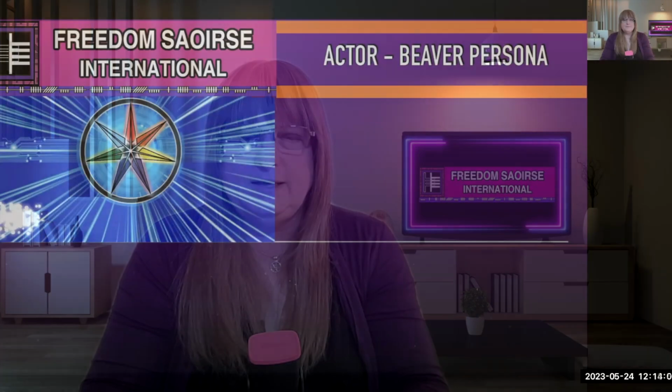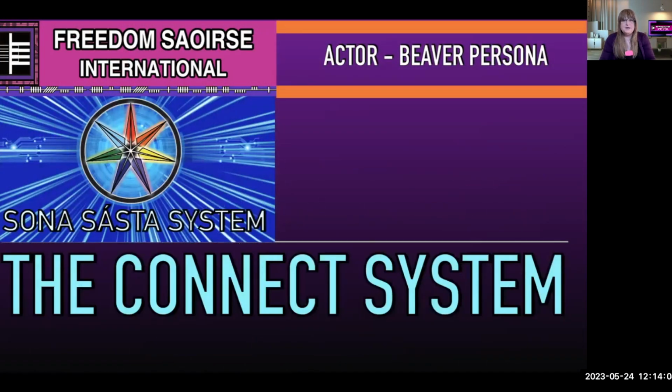We're talking about the Beaver Persona, and again, this is an action one, so I will just get right into it. The Connect System is how you can communicate with other people. What you do is you go through their filter to meet the need, or go through the hidden question to answer the hidden need.